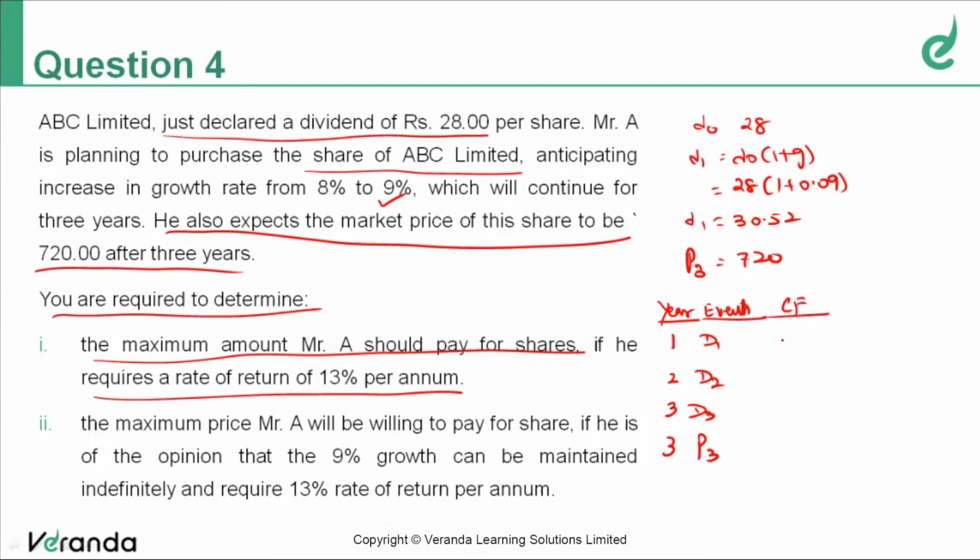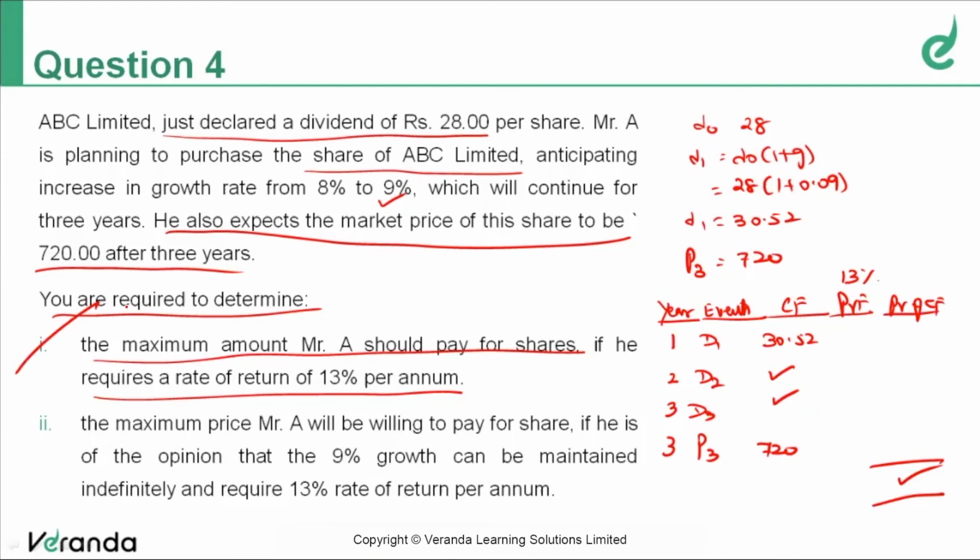Cash flow is 30.52, and this being 720. We are expected to increase D2 and D3 based on the previous figure by applying 9% growth. Then the PV factor is to be taken at 13%. The present value of the cash flows will give you the price. This is the way you can answer the first part of the question.